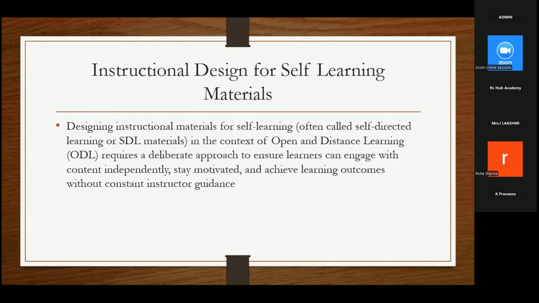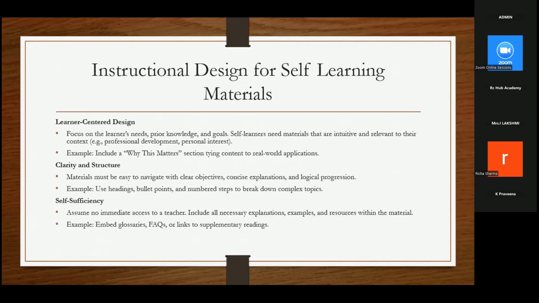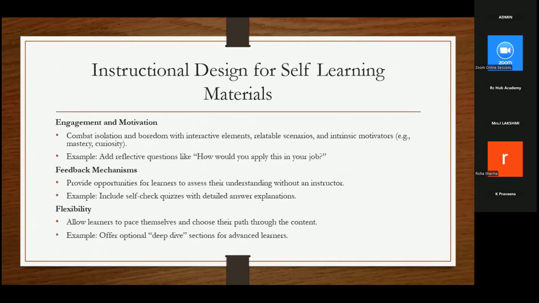Often the self-learning material must be motivating, and the content should be independent, and it should be motivating. And without instructor guidance, the material should be usable. And this is the first one, learner-centered design. So you should know why this matters. And the document should relate to relevant materials with real-world examples. And as usual, it should have clarity, self-sufficiency, engagement and motivation. It should be a motivating document.